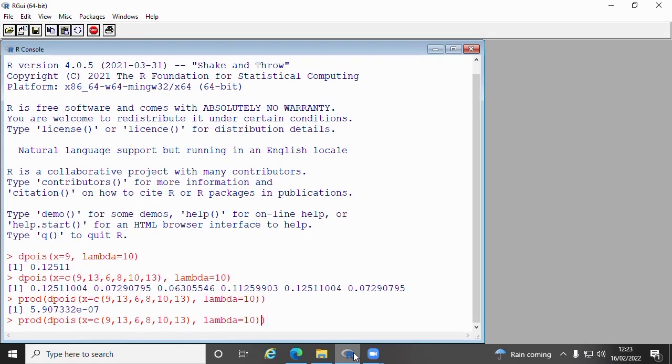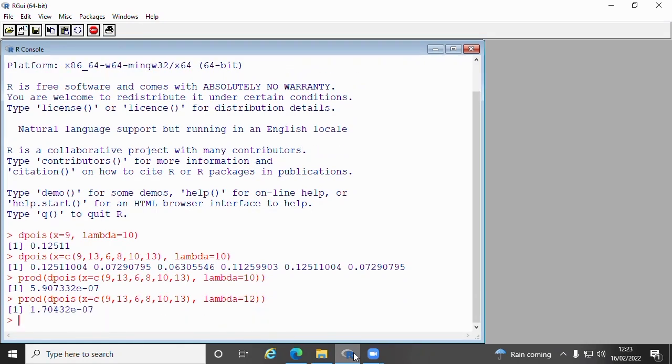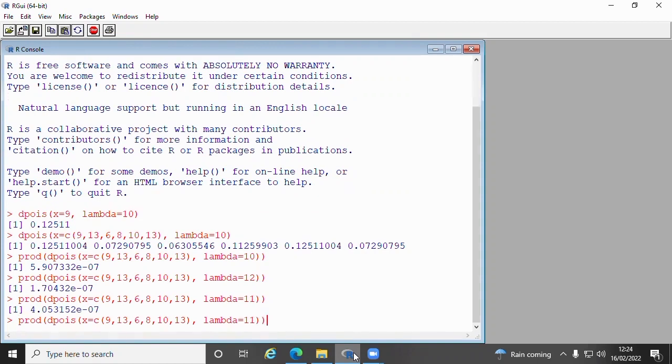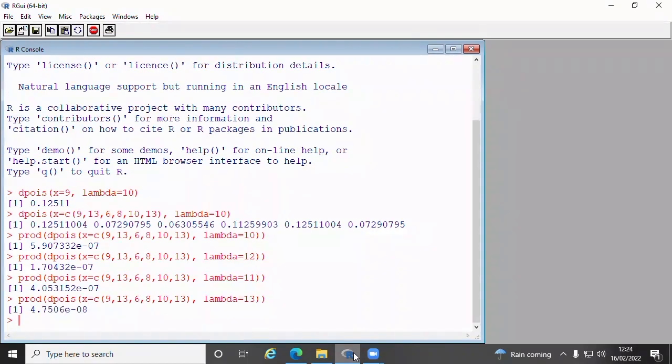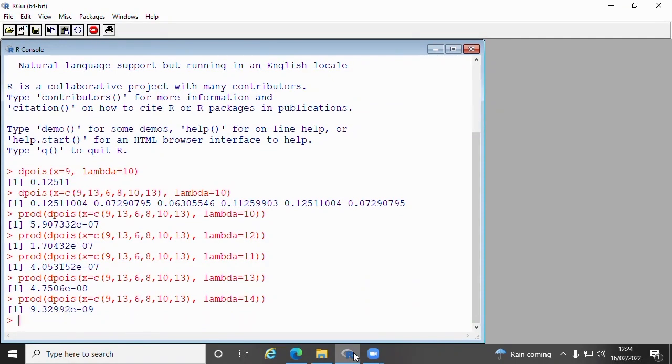And actually, you can play around with this code. You put lambda equal to 12, we get the answer we got before. And you can also try other numbers, 11, 13. It is very easy to play around with this because everything will be calculated by the computer for us, right? And you will see that the numbers change a lot. And the largest one will still be lambda equal to 10, right?